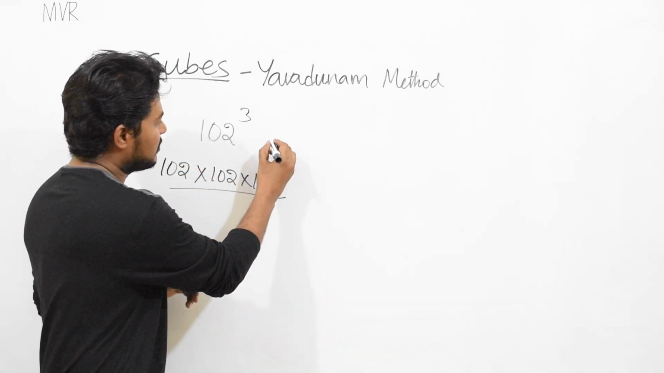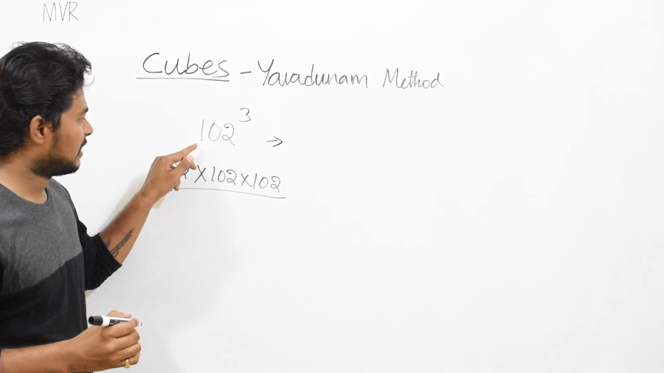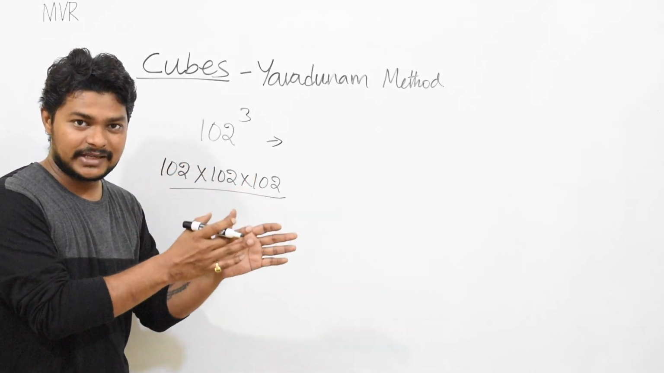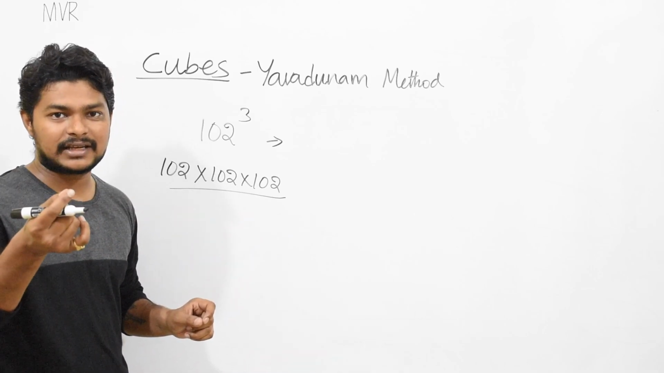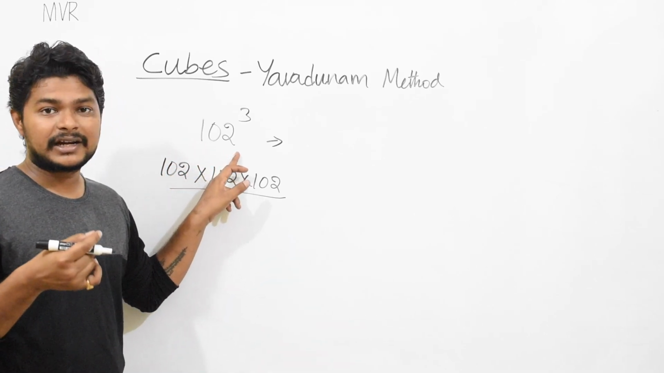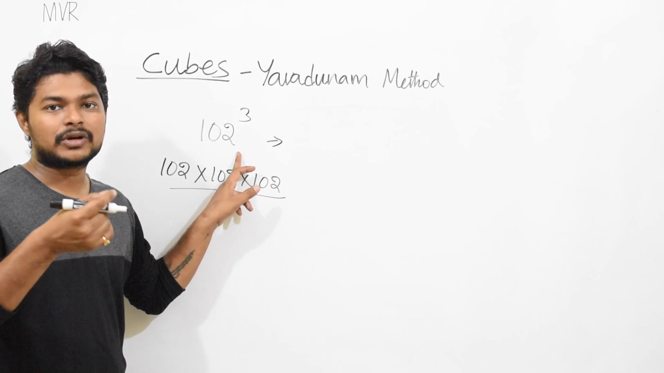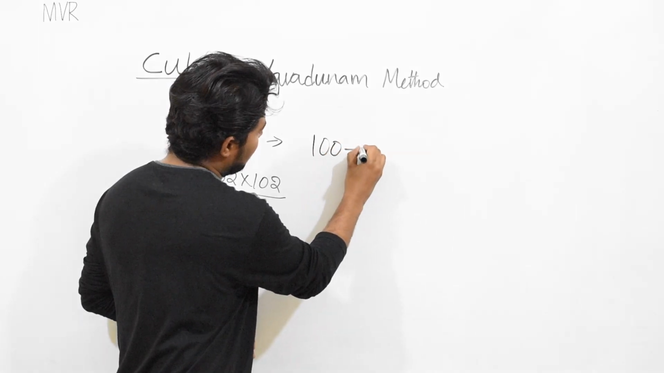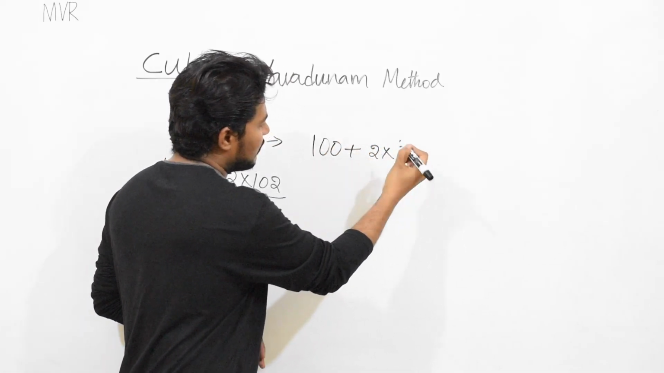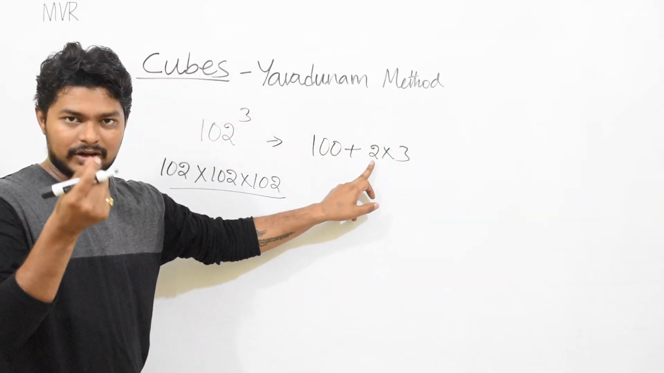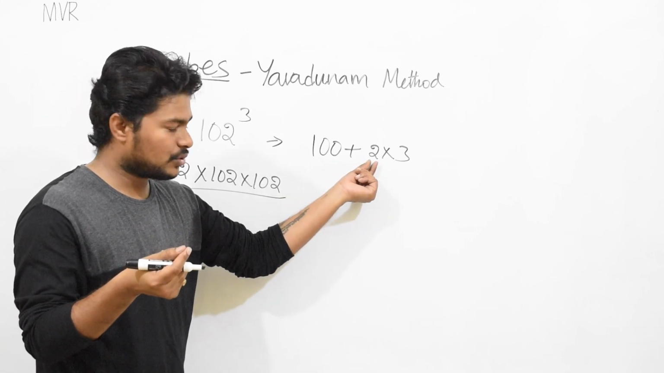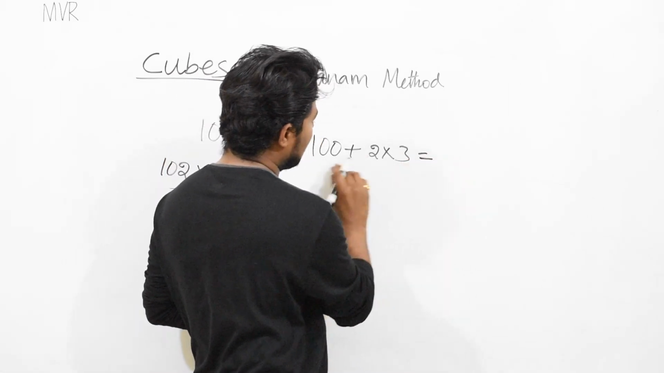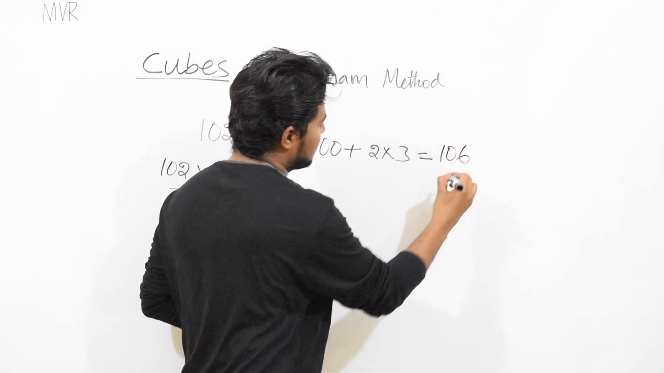Now see here, if you observe this number, it is 102, which means close to 100. The base is 100, and it is 2 greater than 100. So we can write 102 as 100 plus 2. So write 100 plus 2 into 3. Why? Because here is 100, here it is 2, and into 3 we are multiplying. So this will be equal to 100 plus 6, that is 106.